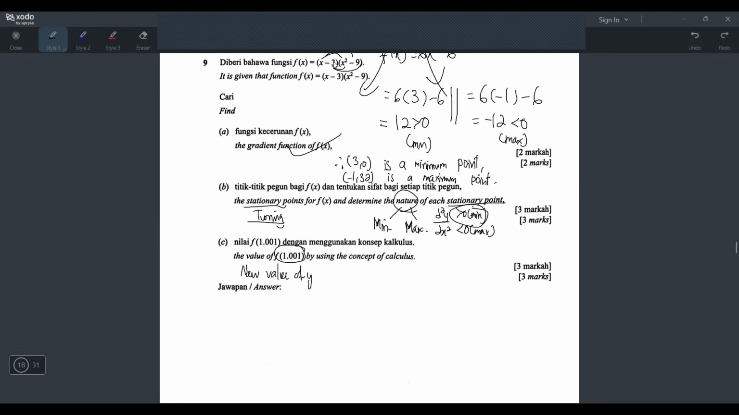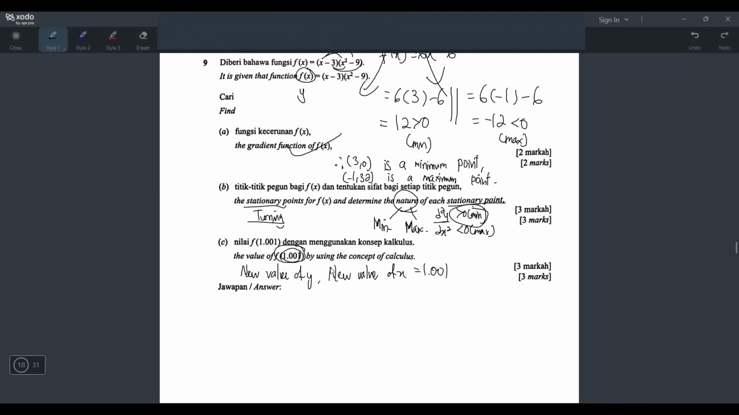Okay, because this f(x) and y is the same thing. F(x) dengan y is benda yang sama. So if they want you to find f(1.001), it means they want to find the new value of y. Okay, then what is 1.001? That one is the new value of x. It means your new value of x is 1.001.